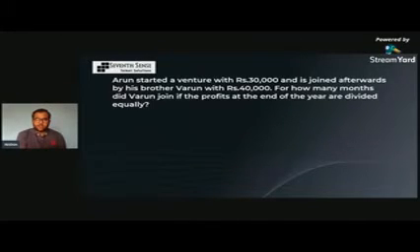Arun started a venture with rupees 30,000 and is joined afterwards by his brother Varun with rupees 40,000. For how many months did Varun join if the profits at the end of the year are divided equally? See, the question is, for how many months did Varun join the business? So it means he was there in the business with investment of 40,000. The same concept, finding the duration there. They're asking, find how many months was he there.